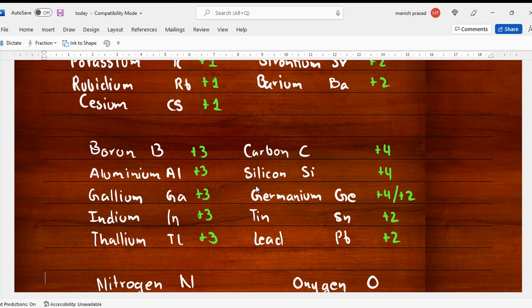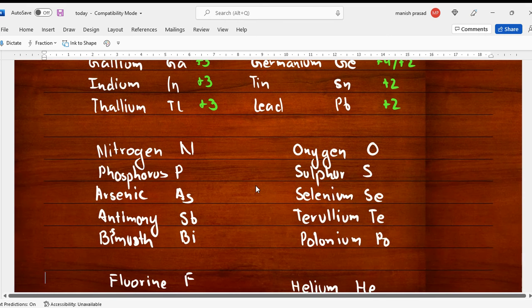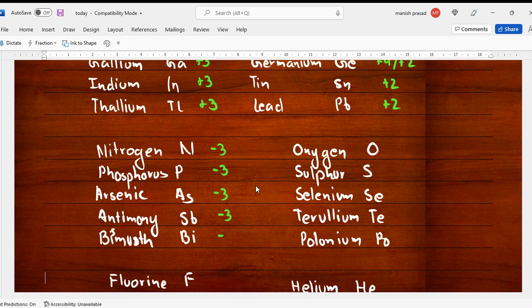Then we come to nitrogen. All of them are going to have a negative three valency. But when you come down, it becomes a metal. So metals are generally taken as plus three. And then on top, five valency is also possible, like PCl3 and PCl5.